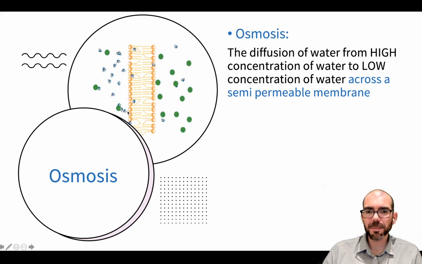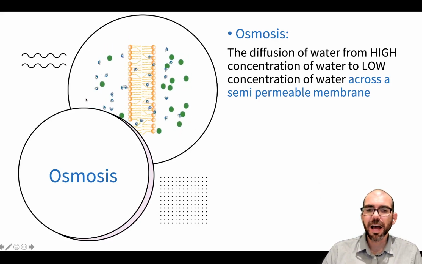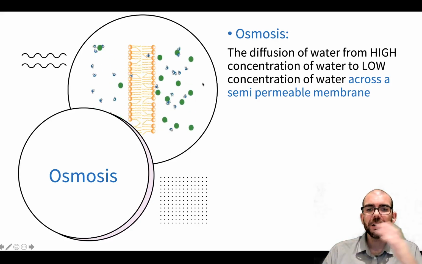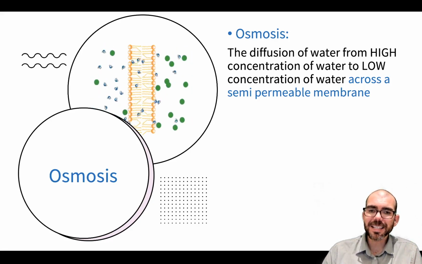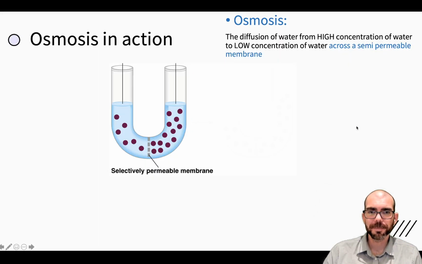You can see in this animation here, we start with more water on the left-hand side of the cell, and then it moves to where there's less concentration of water, from a high to low concentration. And in this example, our selectively or semi-permeable membrane is the cell membrane. So let's look at an example of osmosis in action.